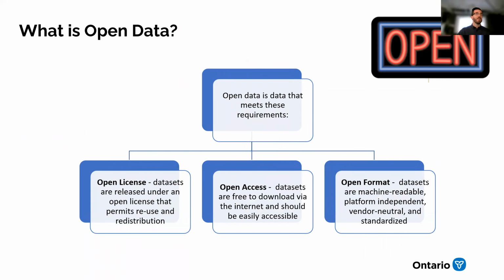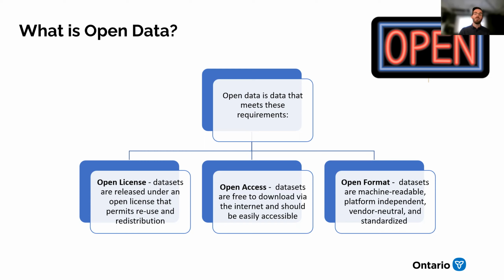So, I know we have people from all walks of life here and all levels. So before we start, what is open data? Data is considered open if it meets these three requirements. It needs an open license, meaning that the data sets are released under an open license that permits reuse and redistribution. It has to be open access, which means that the data sets are free to download via the internet and should be easily accessible.